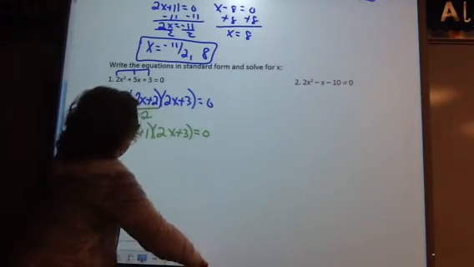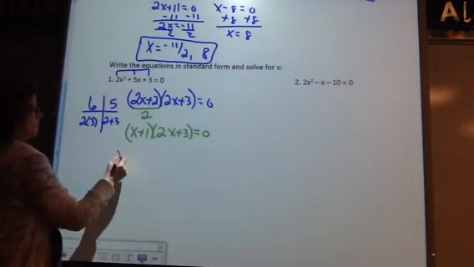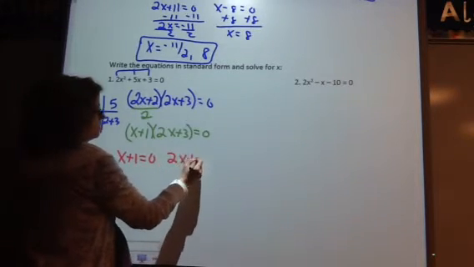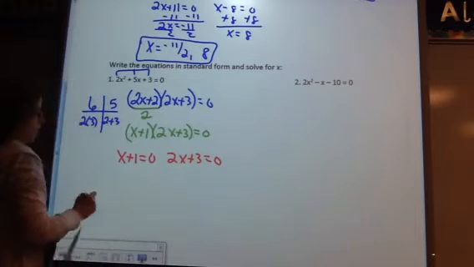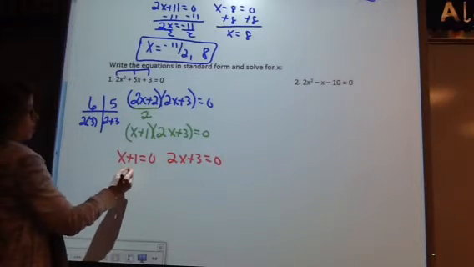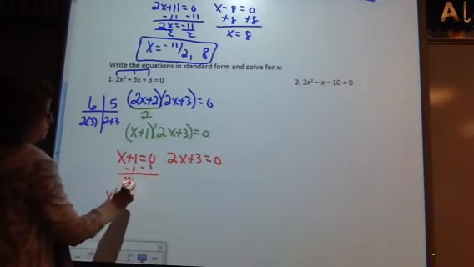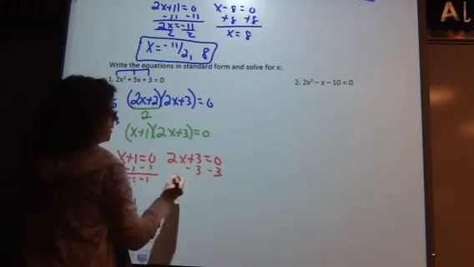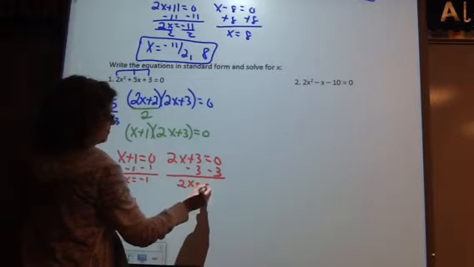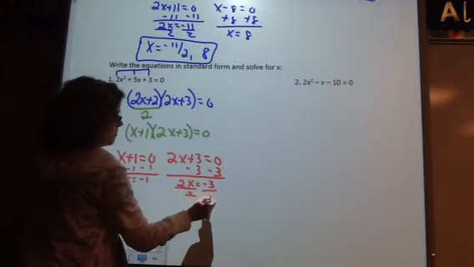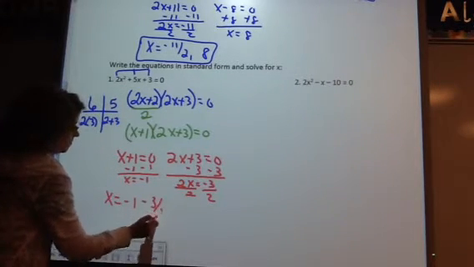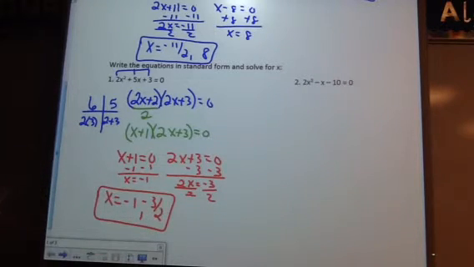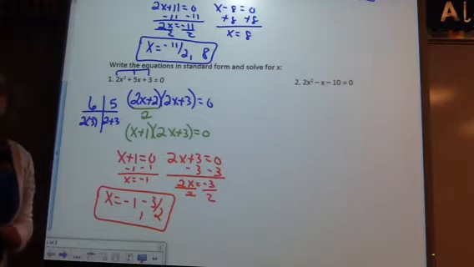Okay. Now let's set each binomial equal to 0 by using our 0 property. And then let's solve for x. So minus 1, minus 3, divided by 2. So our solution for number 1 is negative 1 and negative 3 halves.